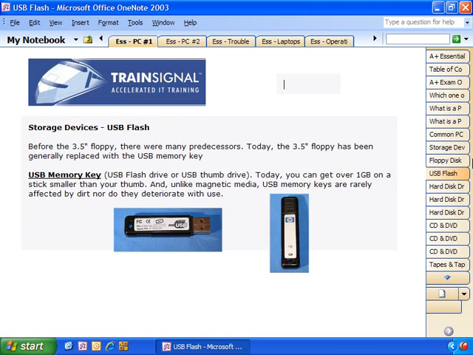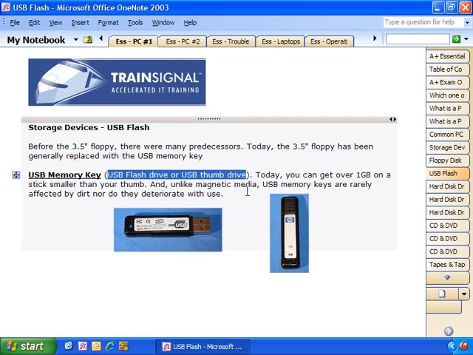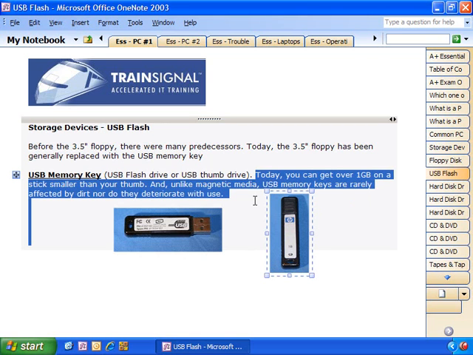All right, now let's talk about USB flash drives. Now, really, before the floppy drive, there were many predecessors to the floppy. Today, in reality, the 3.5-inch floppy has been generally replaced by the USB memory key. So this USB memory key is also called a USB flash drive or a USB thumb drive, or just a thumb drive is what many people call it. Now today, you can get over 1 gigabyte on a small stick about the size of your thumb.